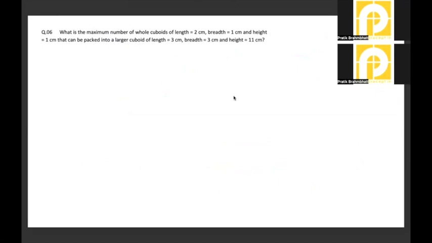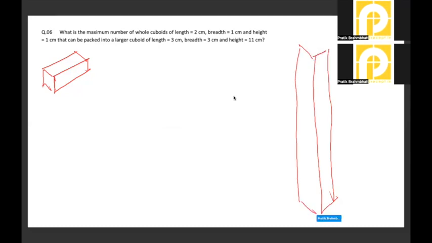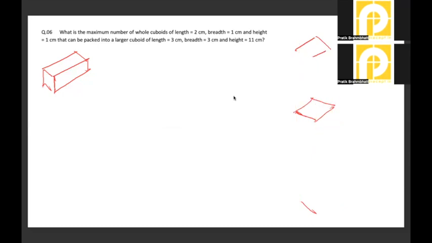What you are provided here, what you are asked is, what is the maximum number of whole cuboids of length 2 by 1 by 1 that can fit into a cuboid of dimension 11 by 3 by 3. 11 by 3 by 3 is the dimension provided to you, which is a long dimension. You have been given a big cuboid here. This is an exaggerated length. It might look something like this. Anyways, what we are interested in is how many such cuboids can this whole dimension fit. This is 1, 1, and this is 2.